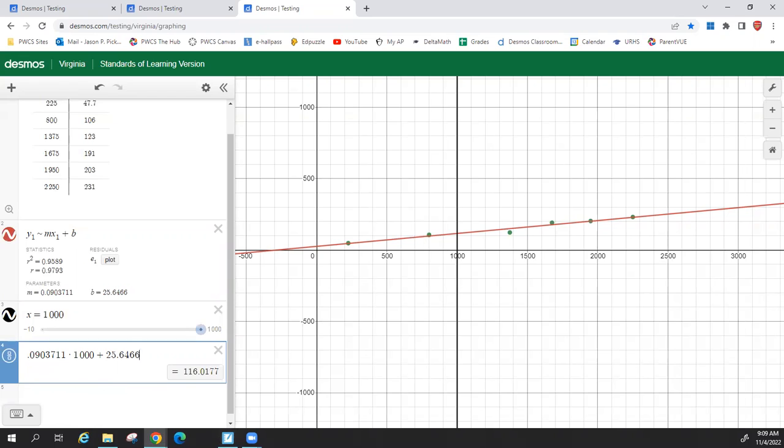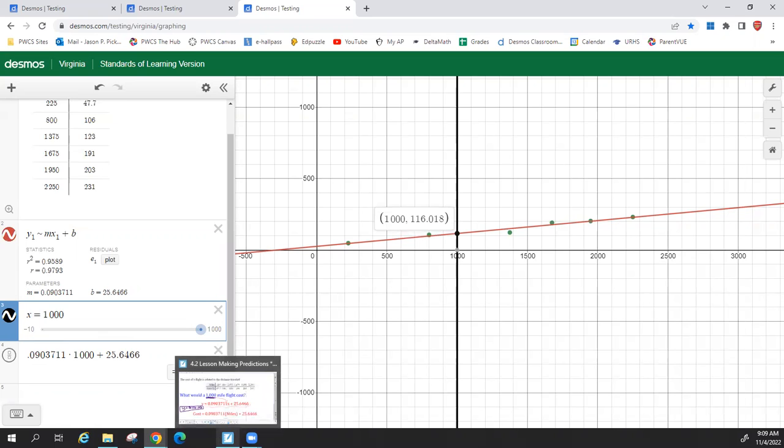You can either plug in using the equation, or you can just graph a line for what we want to predict and find the point where they intersect. Both are valuable. Both relate to other things we do this year in this class. So both are excellent methods to finding a prediction.